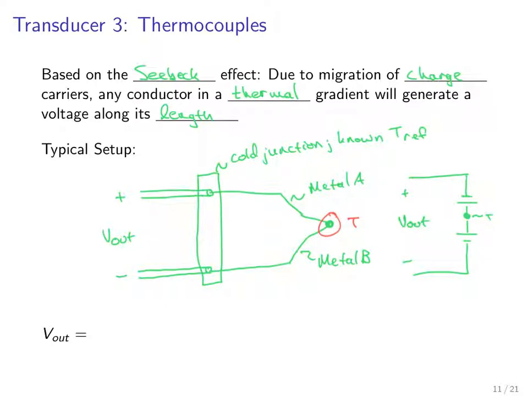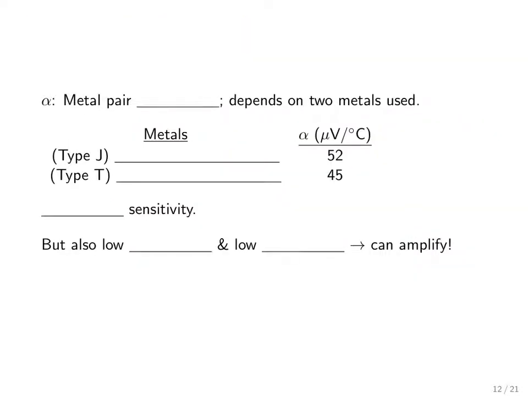And so if you use the same metal on both sides, you'd have the same batteries here and you get 0 voltage at the output. Because you use two different metals, you get two different voltages here, and you get a non-zero voltage difference. And that non-zero voltage difference is equal to this constant alpha times the temperature of the junction minus the temperature at the reference point. Alpha here is called the metal pair sensitivity, and it depends on the two metals that you use for the thermocouple.